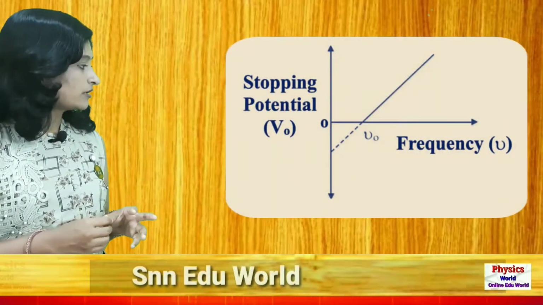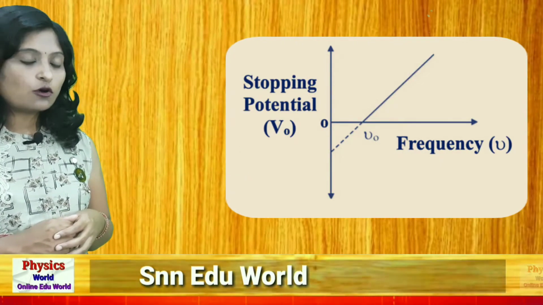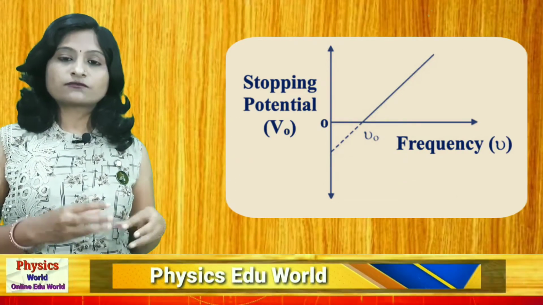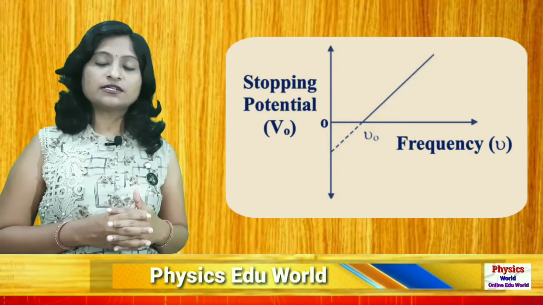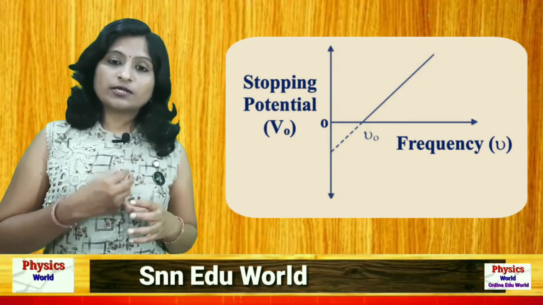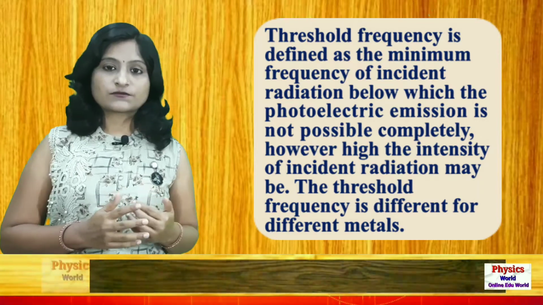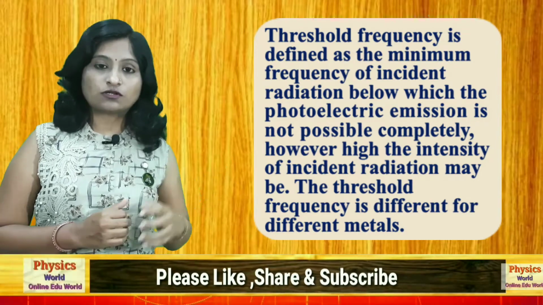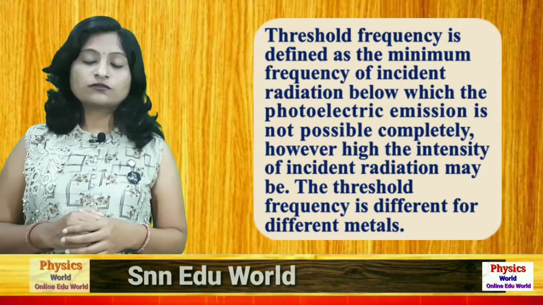Now there arises one more case. See here, it is the graph between stopping potential and the frequency. You will observe that the graph starts only at a particular frequency. That means photoelectrons will be emitted only at a particular frequency. And in the definition also we have explained that at a suitable frequency means what? The minimum frequency at which the emission of photoelectrons starts. That minimum frequency is represented here as nu naught, and we call this frequency the threshold frequency.